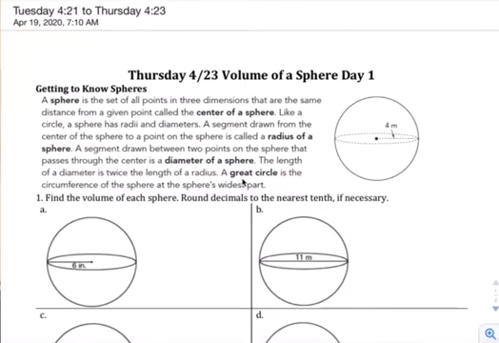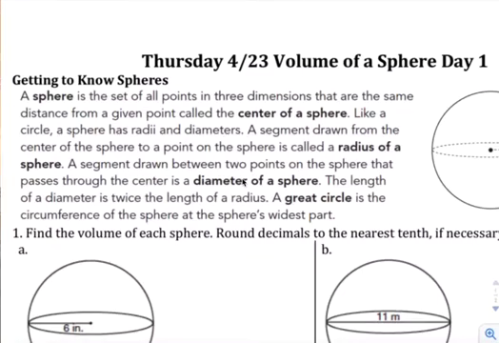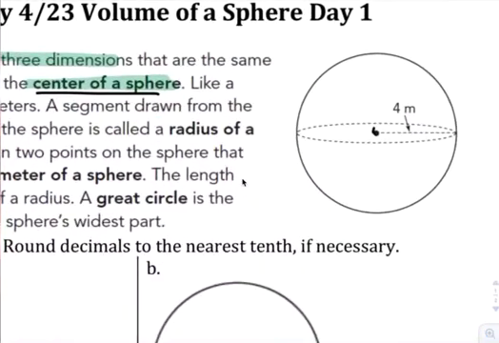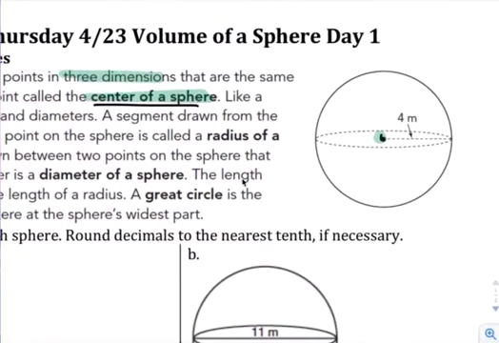We're learning about spheres. A sphere is basically a ball, anything in the shape of a ball, round, not a flat surface. So it's three-dimensional. So in a sphere, there is the center of a sphere. It's three-dimensional right here. So the center of a sphere is this point right there, in the middle. That's the center of the sphere.